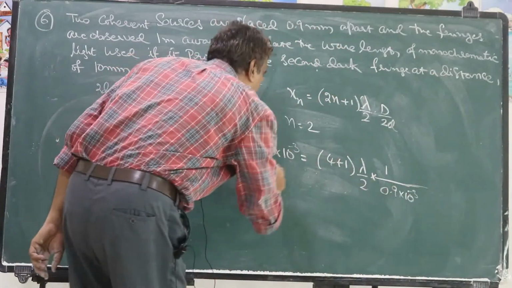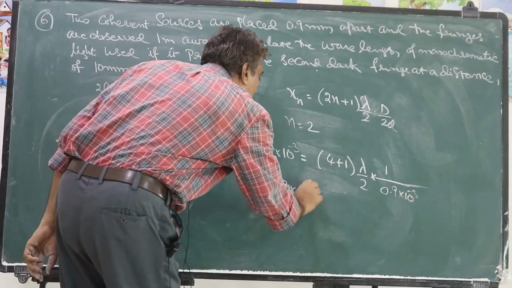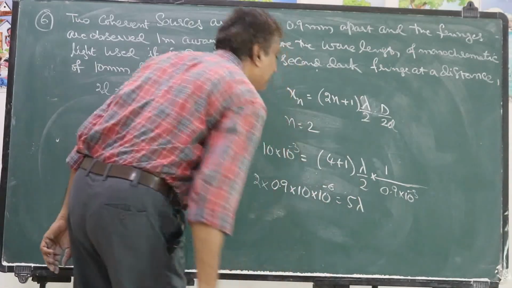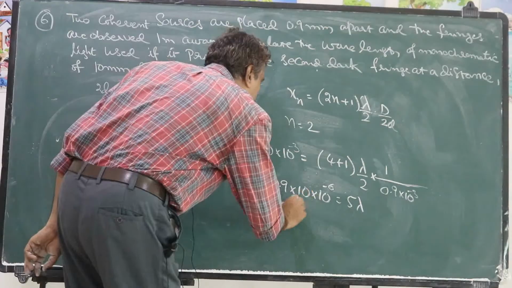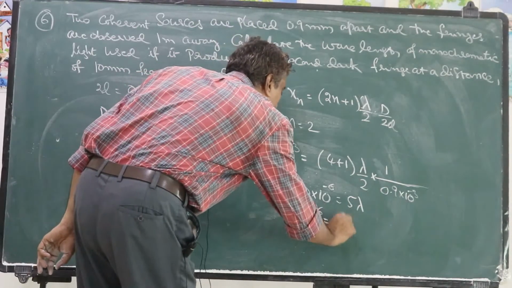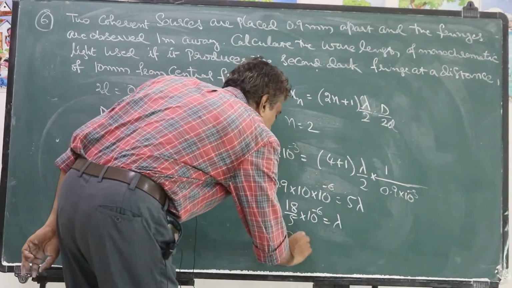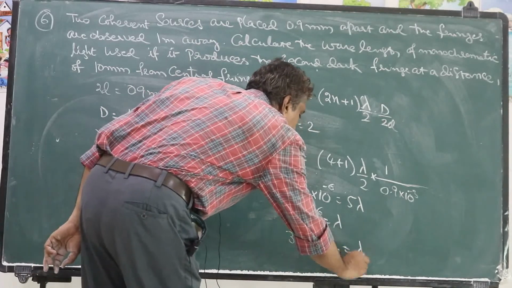Now this is 2 into 0.9 into 10 into 10 power minus 6 is equal to 5 lambda. That is, 18 by 5 into 10 power minus 6 equals lambda. That is 3.6 into 10 power minus 6 meter is the wavelength.